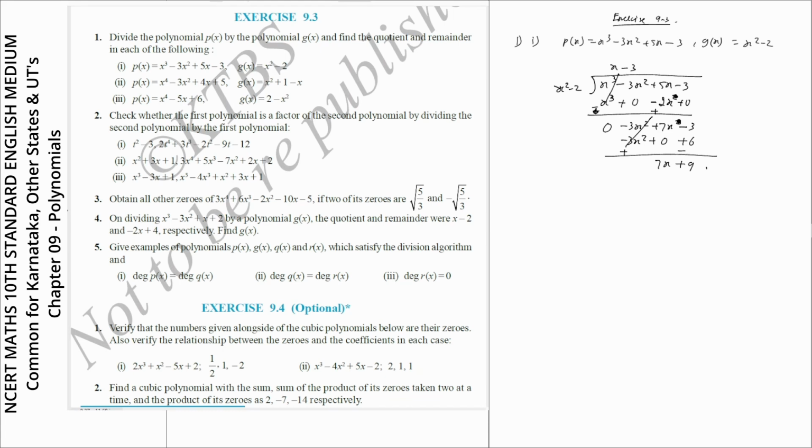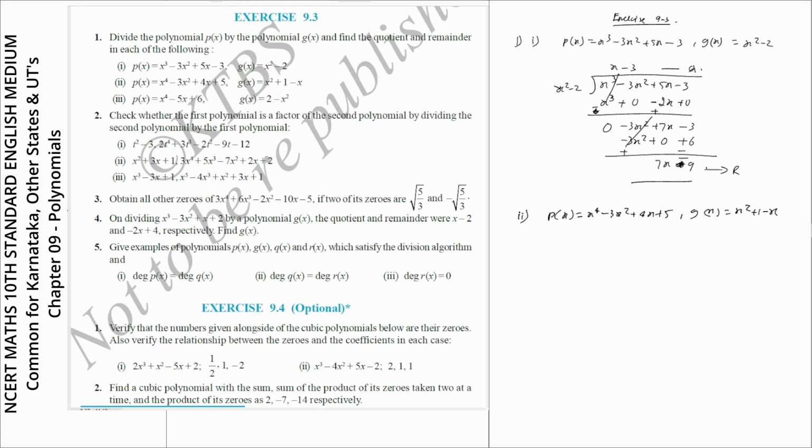Now I can't do division further, because now the degree of the remainder is lesser than the degree of the divisor. Here I should stop the division. So this is the remainder, and this is the quotient. Here it is minus 9.